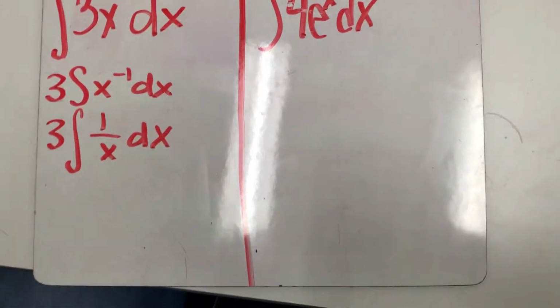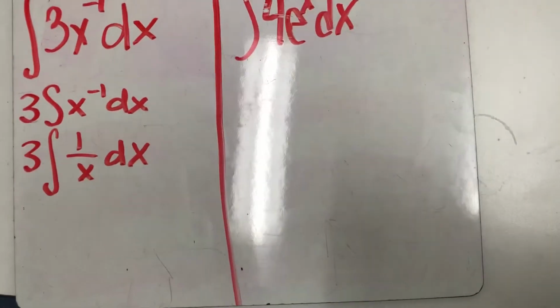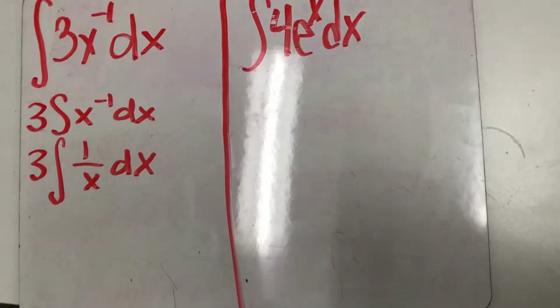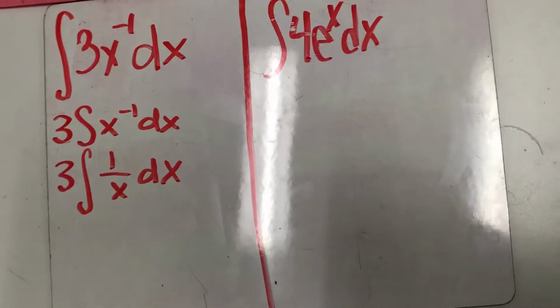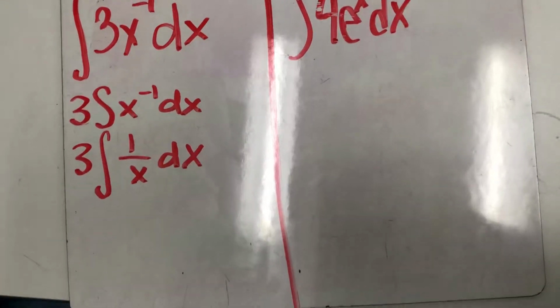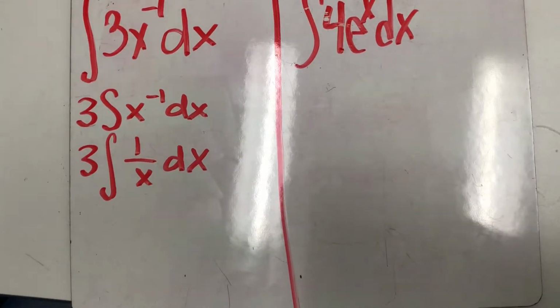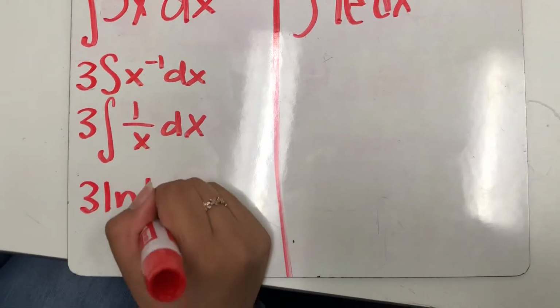So with this equation, we can see that it's basically dx over x, which if we want to rewrite it with new variables is u prime over u, which we know so far is natural log. So our final answer for this would be 3 times the natural log of the absolute value of x.